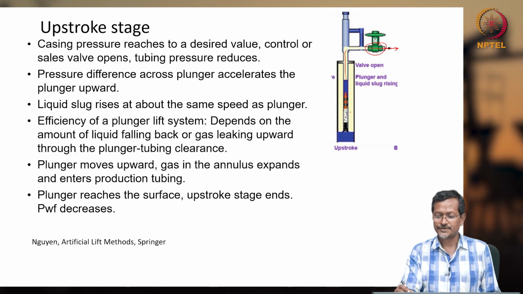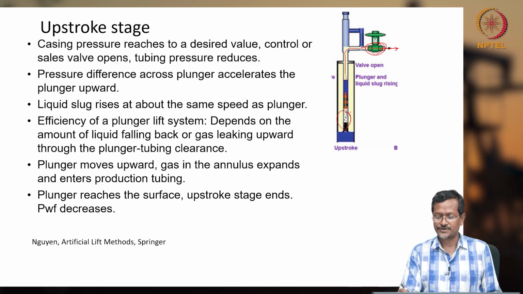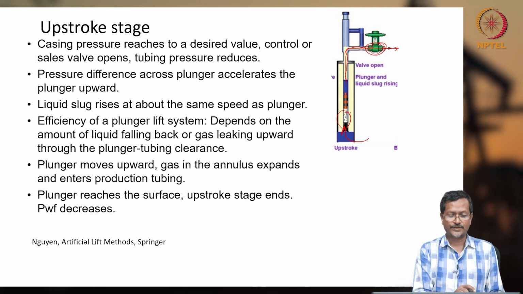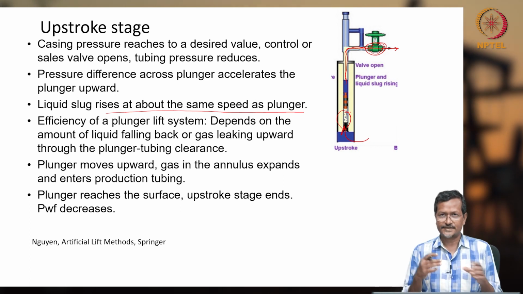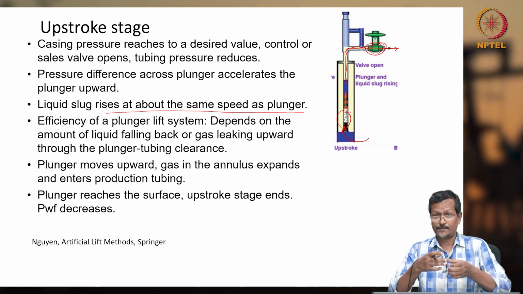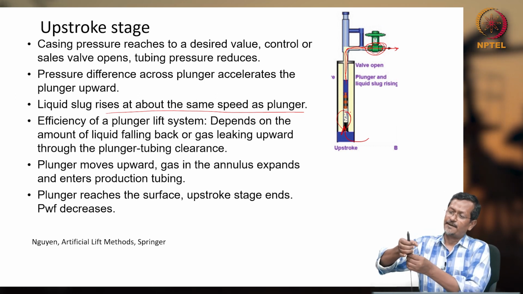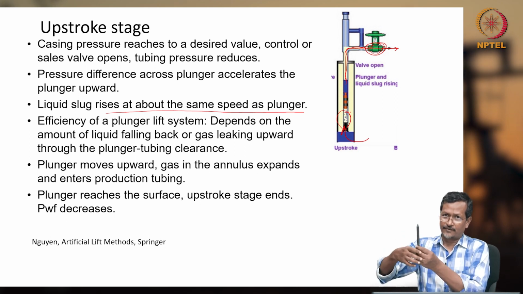So, the upper pressure will be reduced because you open the valve, and only the lower pressure, the reservoir pressure, is there. So, the lower pressure will be pushing the plunger upward, and the liquid slug rises at about the same speed as the plunger. Why the same speed? What is written there? Actually, the plunger is there and the tubing is here. Between the plunger and tubing, some small gap will be there, so some fluid will actually be leaking back, falling back.